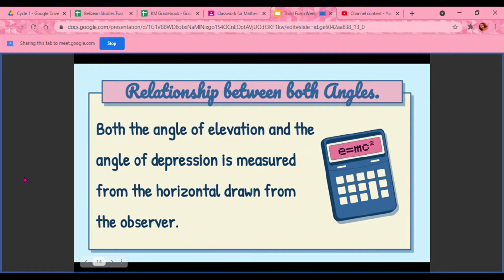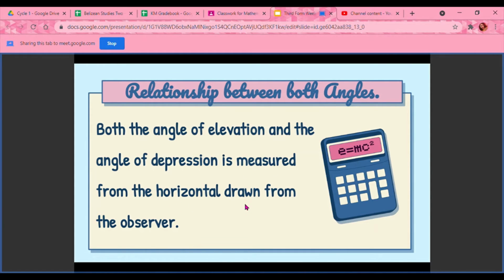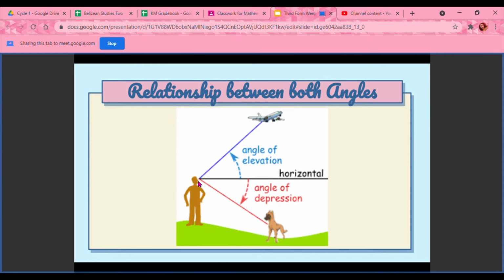The relationship between the both of them. If this is the observer, he has a line of sight. That is what we call the horizontal. The horizontal is my line of sight. When I am walking, I am looking straight at something. As soon as I open my eyes, my sight is straight, right?